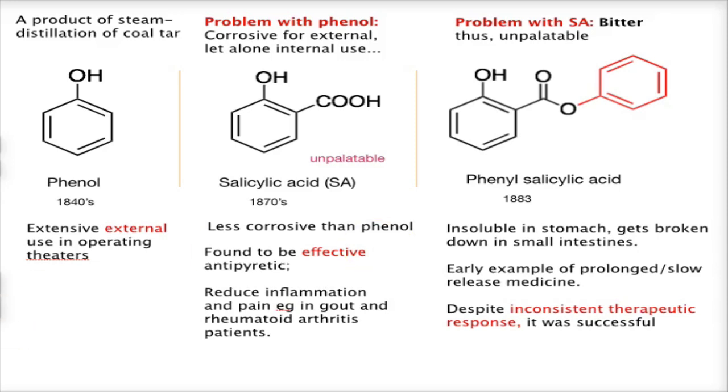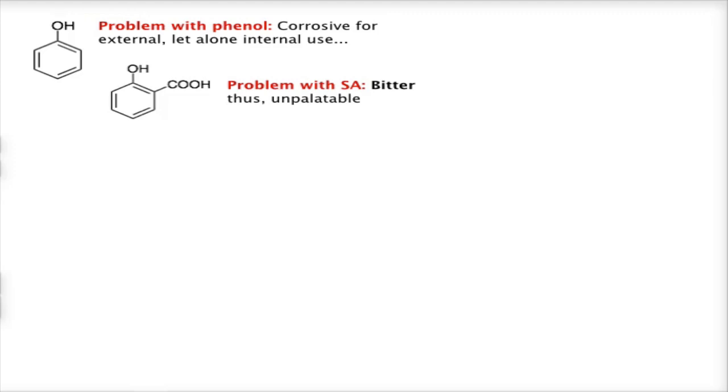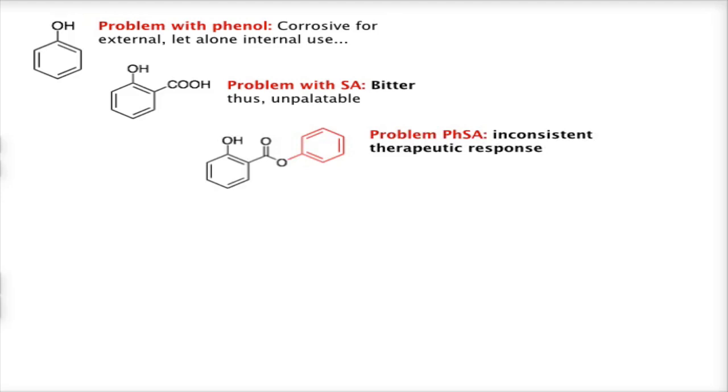So as a summary, this is just to show you how aspirin was discovered. Start off with phenol. The problem is it's too corrosive. Then add on a carboxylic acid next to the OH group, and you get salicylic acid. It's bitter, it's unpalatable. You modify the carboxylic acid into a phenyl ester, in a sense. It's good, okay, but the therapeutic responses are inconsistent.